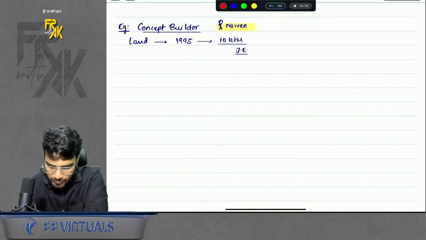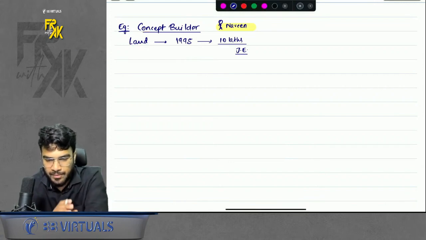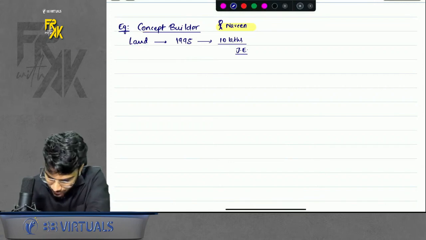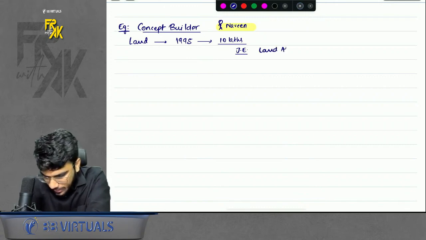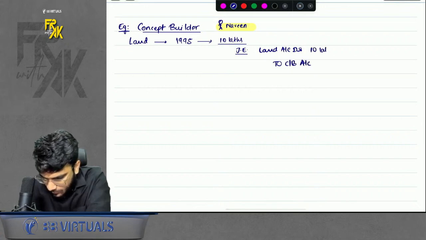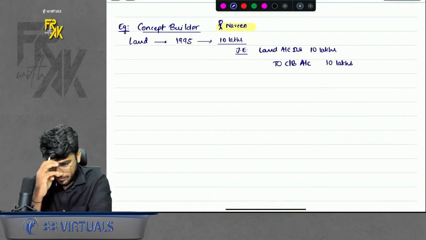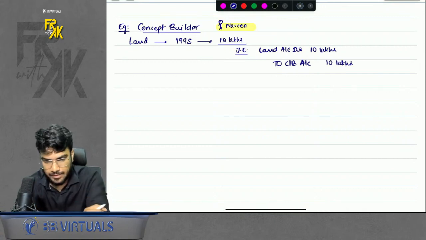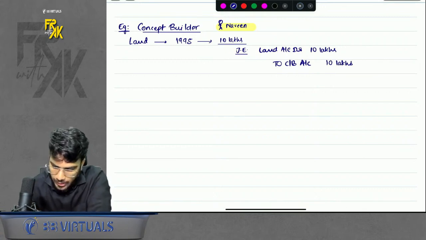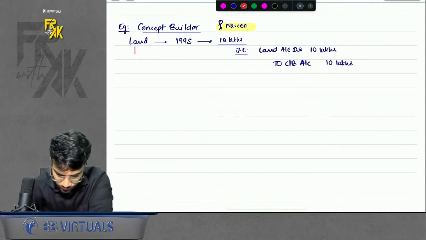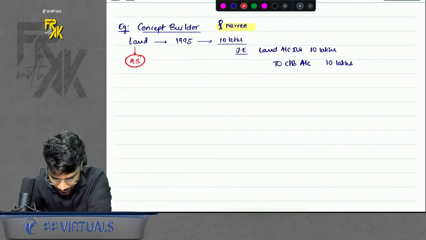If Naveen bought a land, what would have been the journal entry? It would have been land account debit to cash bank account, 10 lakhs. Perfect answer, right? Now let's assume at that point of time we were following AS.